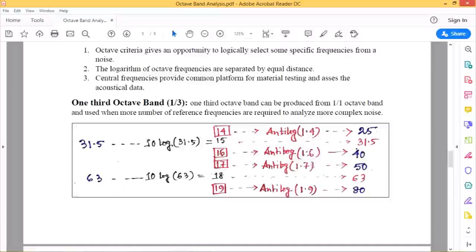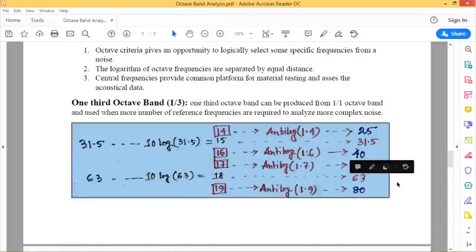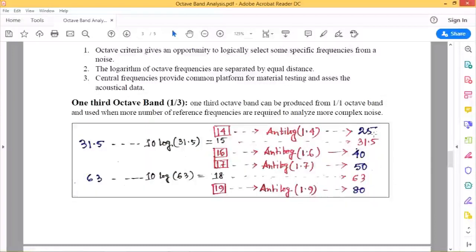Similarly for 17, the anti-log of 1.7 will give you 50. Similarly for 19, the anti-log of 1.9 will give you 80. So basically, after filling the gaps in the standard band numbers 14, 16, 17, 19, we get the original central frequency corresponding to each band number, from 25 to 80: 25, then standard 31.5, then 40, 50, then standard 63, then 80.